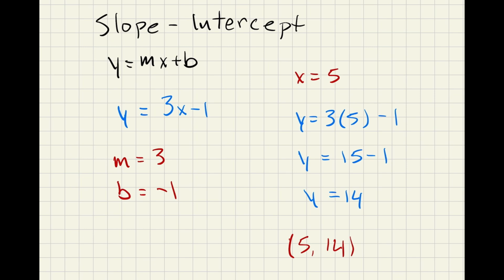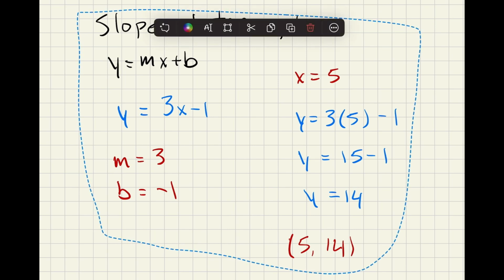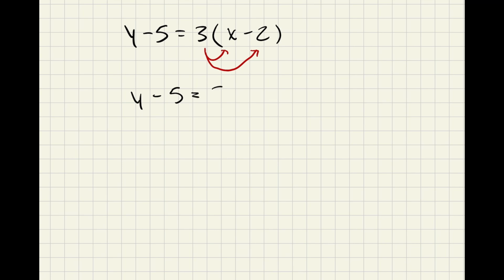And oftentimes, we can convert back and forth between point slope and slope intercept really easily. And let's go ahead and look at an example of how to do that. So if we start with the equation y minus 5 is equal to 3 times x minus 2, and we want to convert it into the slope-intercept form, how would we do this? Well, first we're going to start by multiplying this 3 into this parenthesis here. So y minus 5 is equal to 3x minus 6. And then we're going to move over this 5 to the other side.